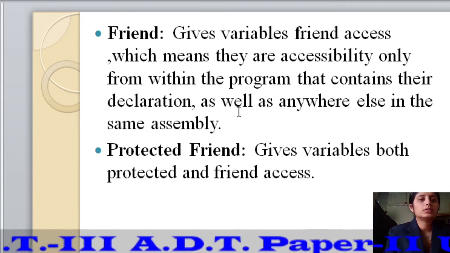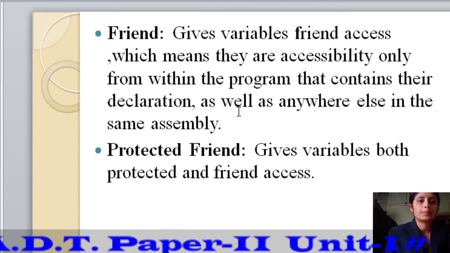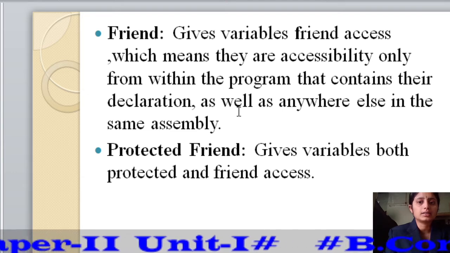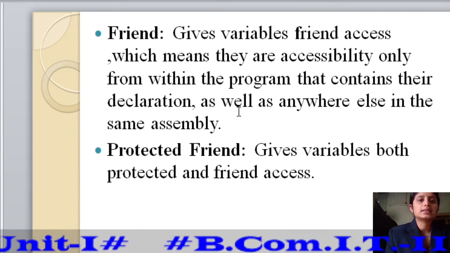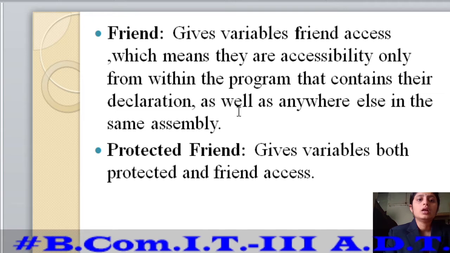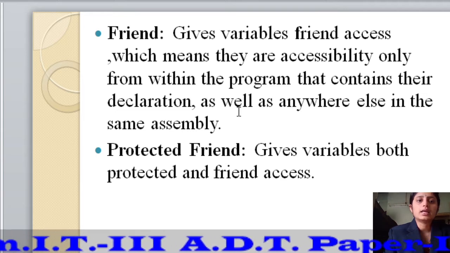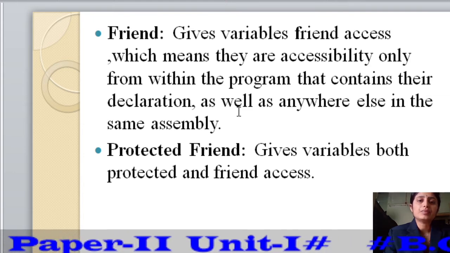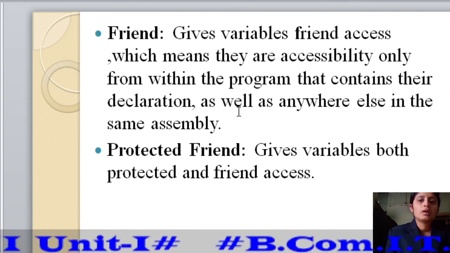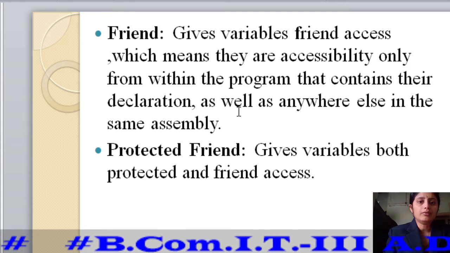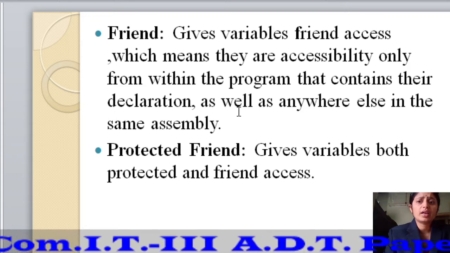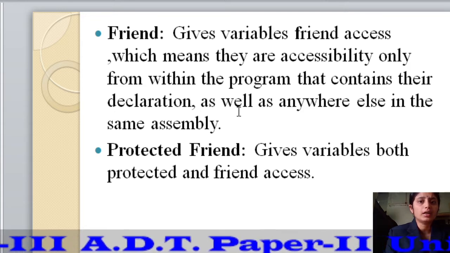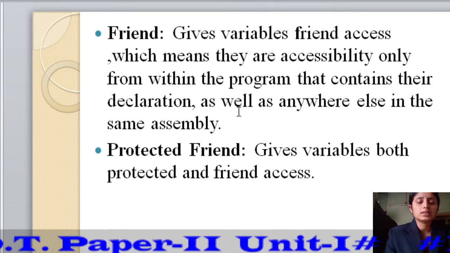The fourth one is the friend access modifier. It gives the variable friend access, which means they are accessible only from within the program that contains their declaration, as well as anywhere else in the same assembly. The fifth one is protected friend. It gives the variables both protected and friend access. These are the access modifiers.